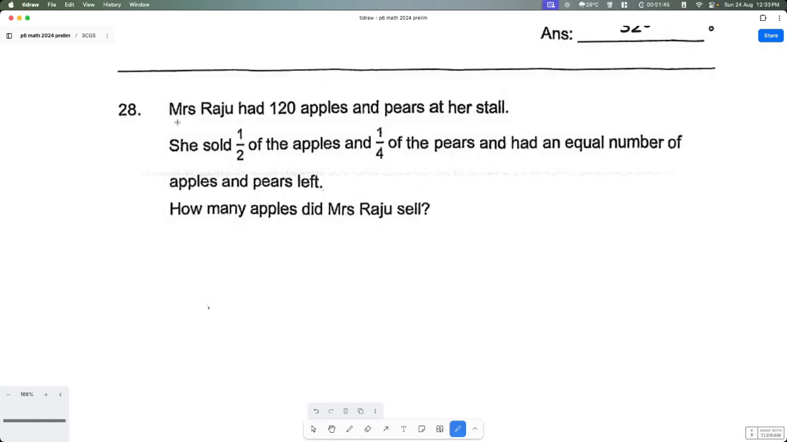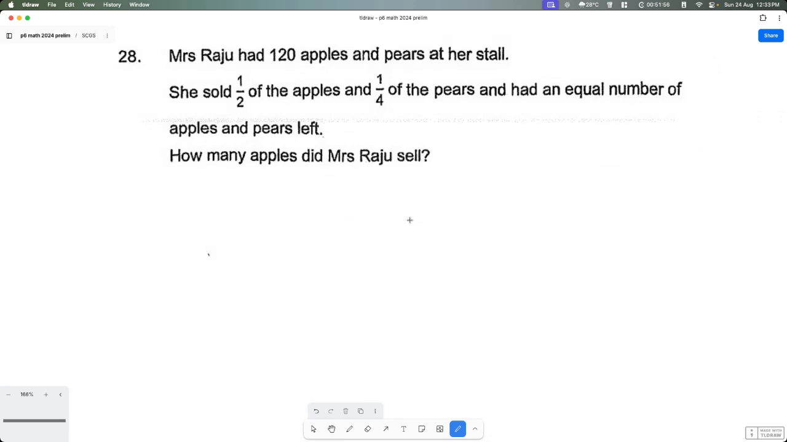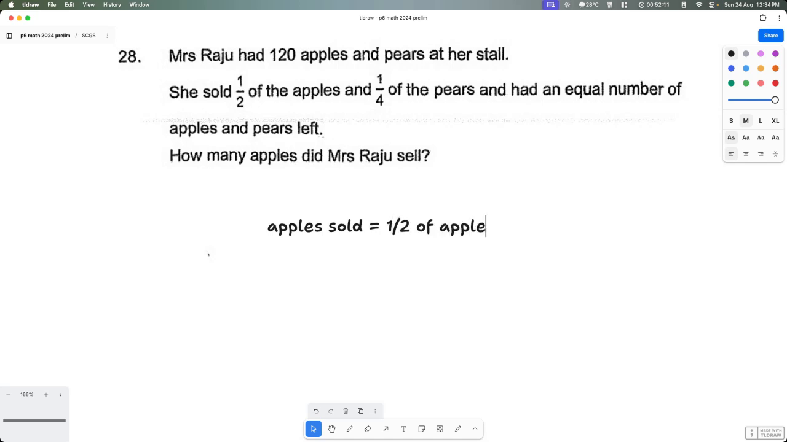All right, so question 28. Mrs. Raju had 120 apples and pears at her stall. She sold half of the apples and 1/4 of the pears and had an equal number of apples and pears. How many apples did Mrs. Raju sell? Okay, so we know that apples sold is equal to half of the apples. So that means apples left is equal to 1 minus half, which is equal to half of the apples.